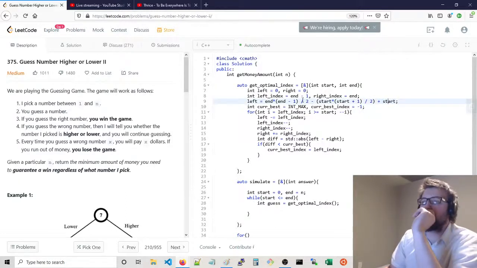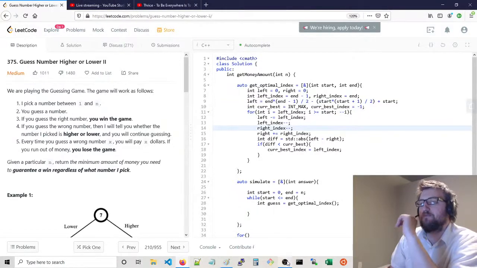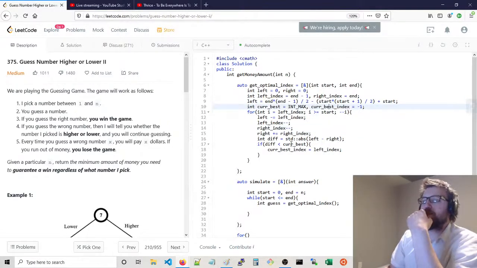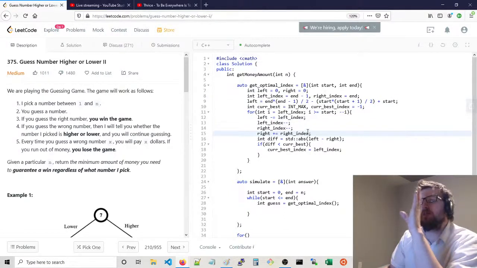We're just gonna leave it for now, though. Okay, so what we want to keep doing here is int max, current best index. What we do is, right, we leave one element open in between.